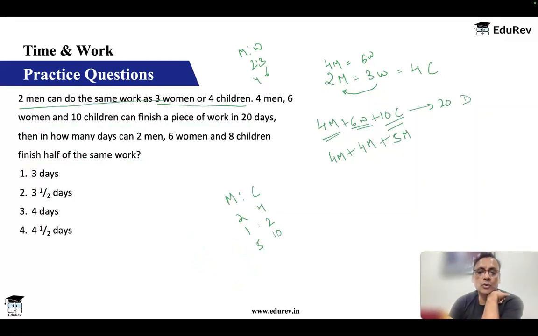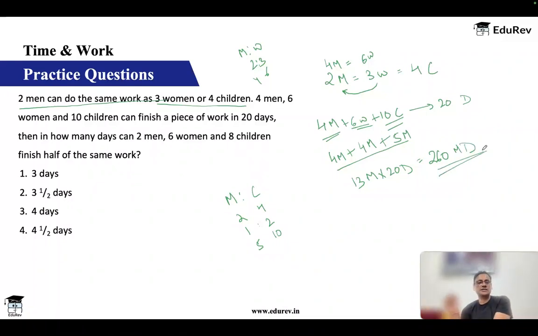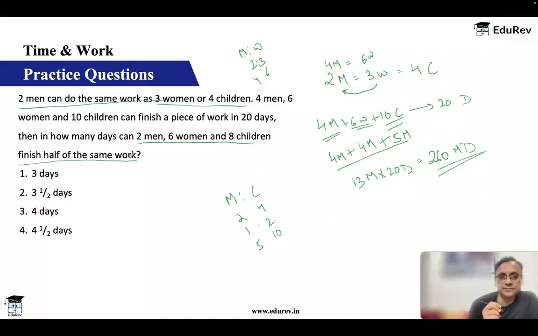So now I have a total of 4 plus 4, 8, 8 plus 5, 13 men working for 20 days. So my work is equal to 13 into 20, that is 260 man days. Same concept that we had earlier. Then the question says, in how many days can 2 men, 6 women, 8 children finish half of the same work?